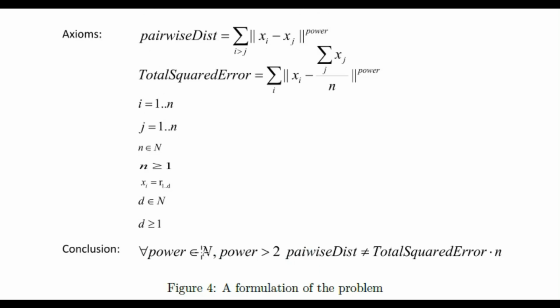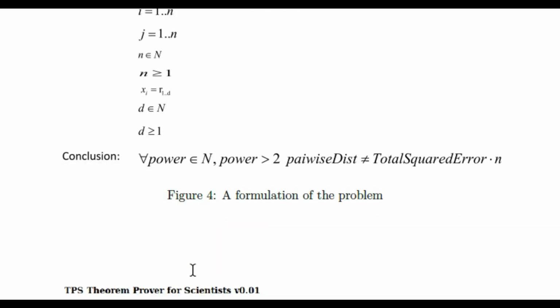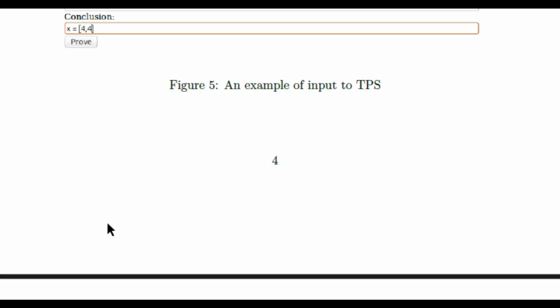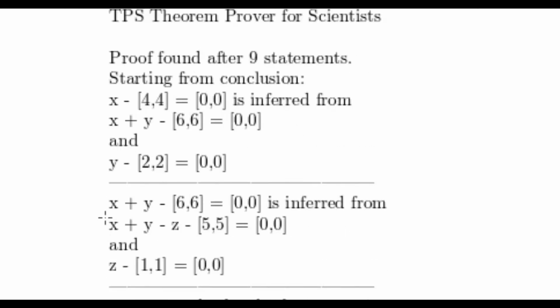Let me show an example problem which could be solved, but not in this first version. It's more complicated. Here's the input screen. Axioms are written here, on one line, and conclusion is here, and we press prove, and we get the proof.